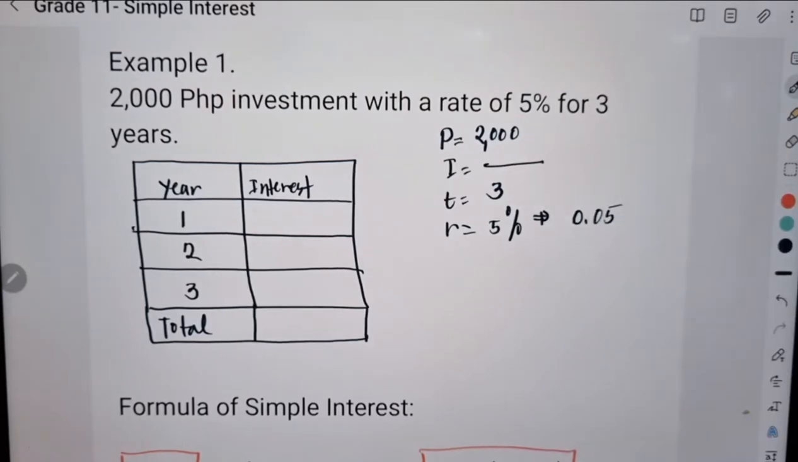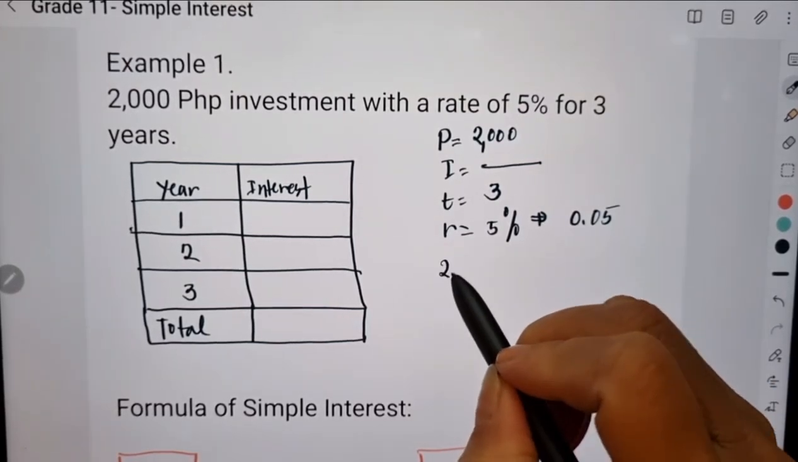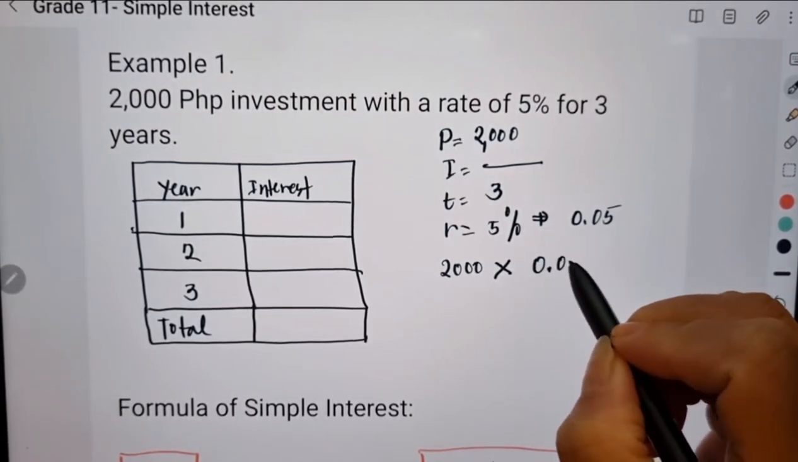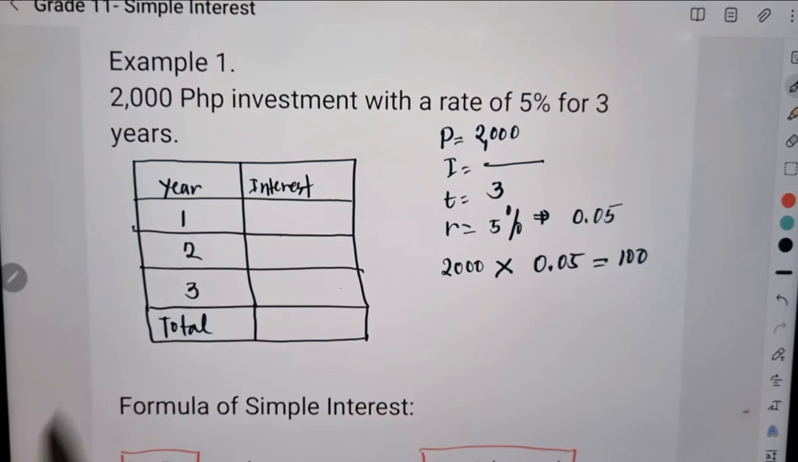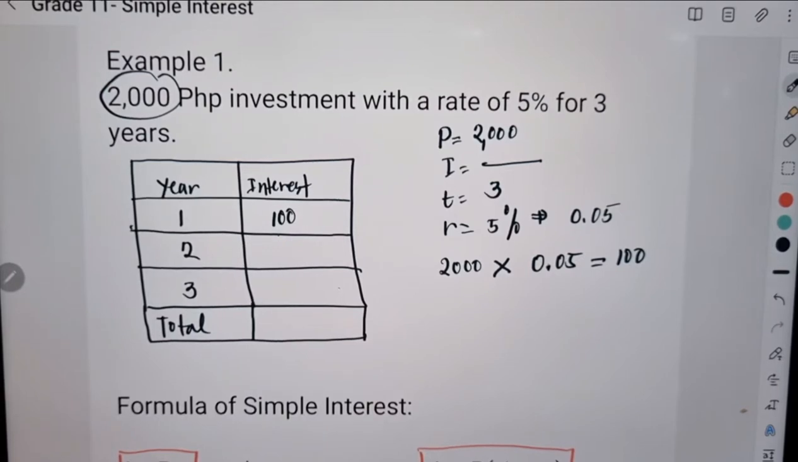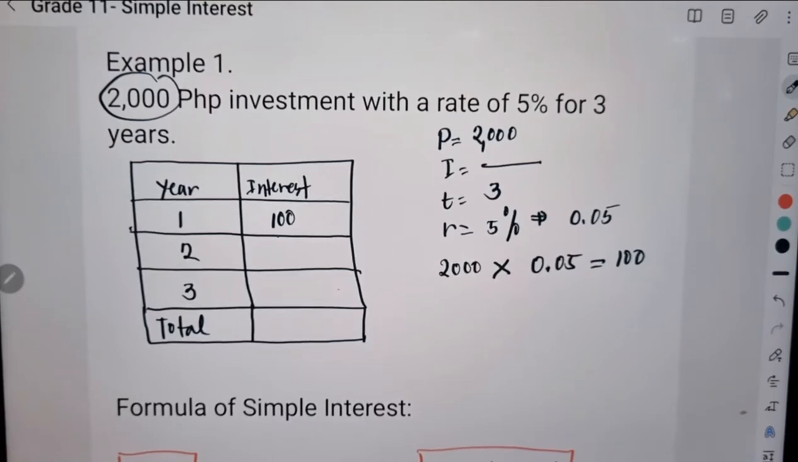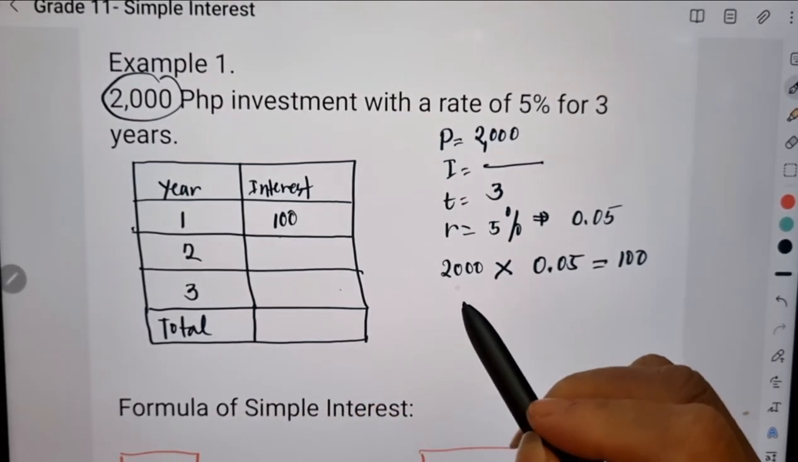So, ito yung interest na hinahanap natin ngayon. Okay? Yung total, alamin natin. But kung simple interest lang siya, ang gagawin lang natin, 2,000 times lang natin sa interest rate na 0.05, which is equal to 100. Okay? So, ibig sabihin sa year 1, ang interest ng investment mo na 2,000 pesos ay magkakaroon ng 100 na dagdag na interest. Okay? So, kung ininvest mo yan, ibig sabihin yung 2,000 mo ay magkakaroon ng plus 100.